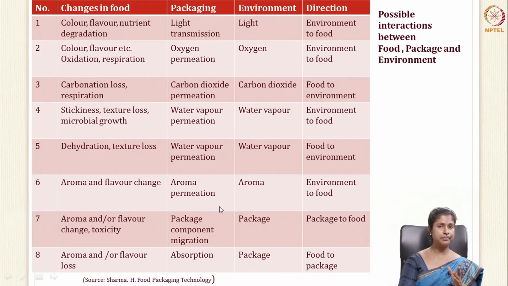Aroma and flavor changes may happen, and it can also be toxic. This is again migration, which we have studied in the testing materials. Another one is absorption from the package itself. You can have certain aroma absorbed from the food into the package. So either way, it can have a flavor loss or it can take up flavors from outside. This is also important to remember when you're doing your performance testing, how important the environment is. So I thought it was important to go through this table because there is a very strong interrelationship between the food, package and the environment.